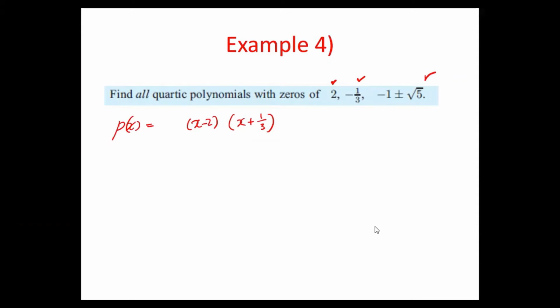X plus 1 plus or minus... I think we don't need the minus sign anymore, right? Yeah, you can just leave it like that. That's good, because you already calculated it in your head, right? So what's the second one? X minus 1 minus square root of... Plus 1, and then minus square root of 5, right? Okay, very good. Before we expand, what do we do?